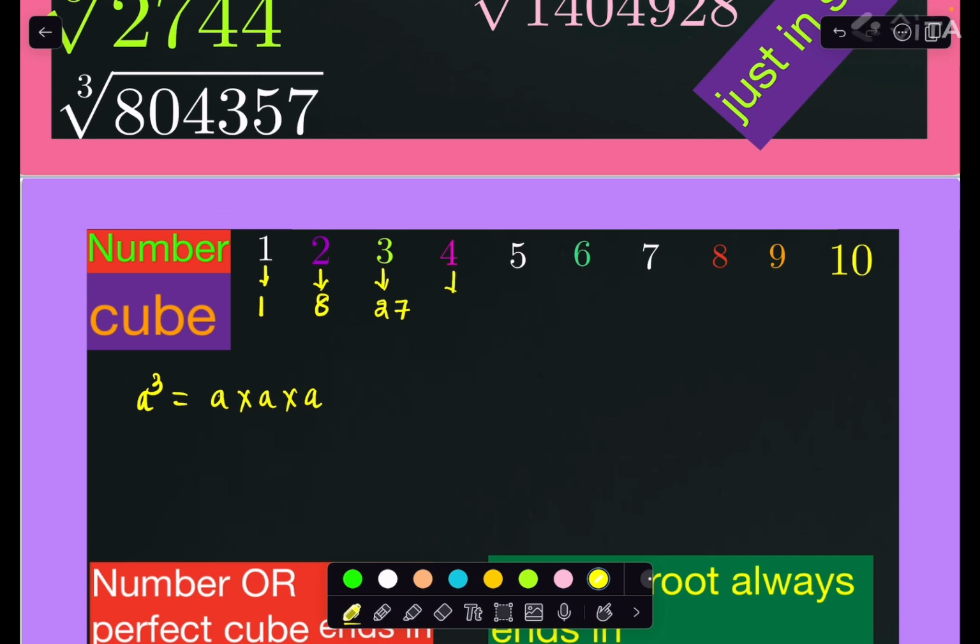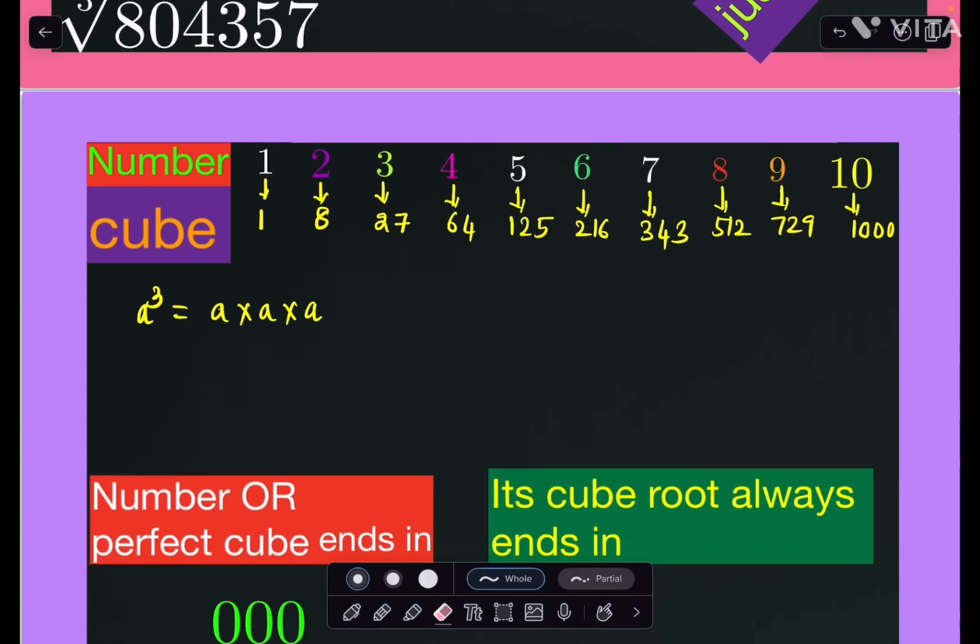4 cube, 4 into 4 into 4 will get 64, and 5 cube will get 125, 6 cube is 216, 7 cube is 343, 8 cube is 512, 9 cube is 729, and 10 cube will get 1000.